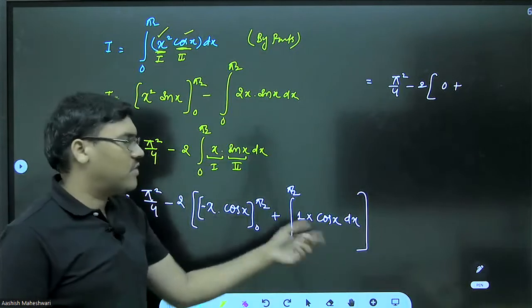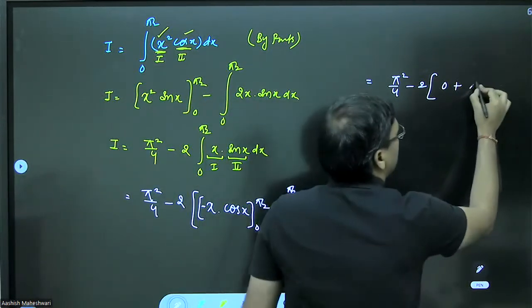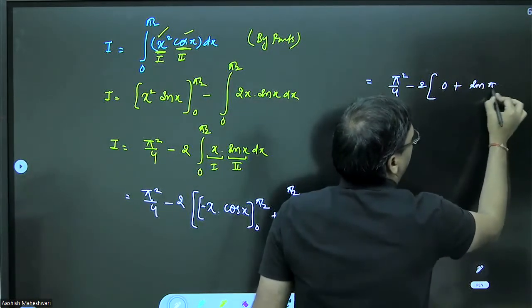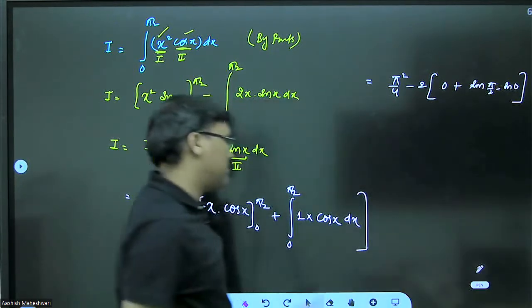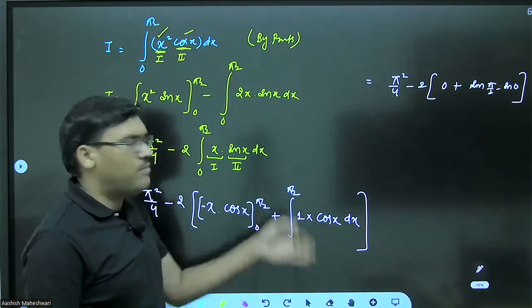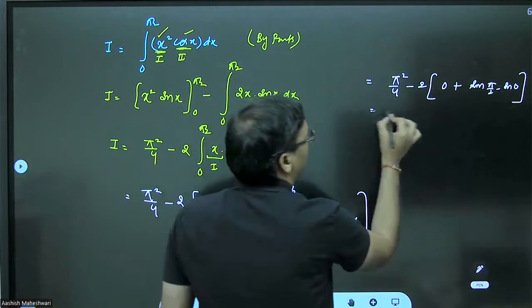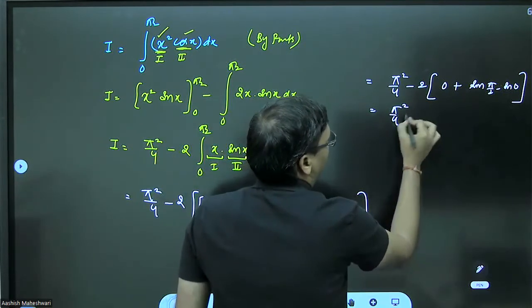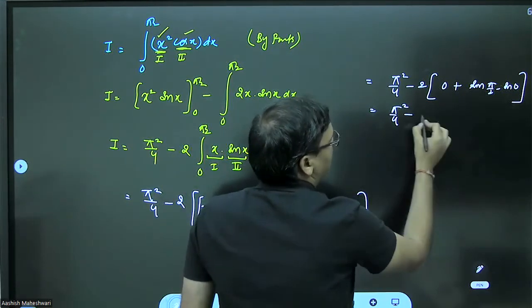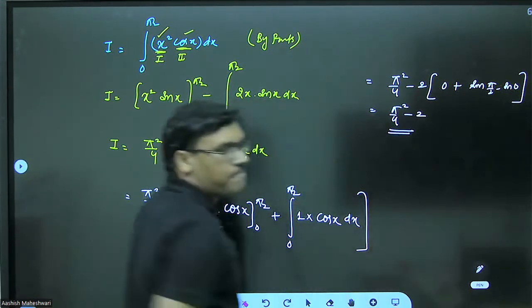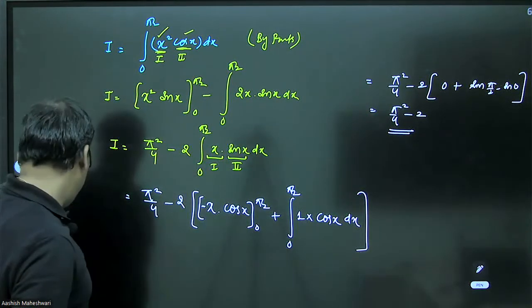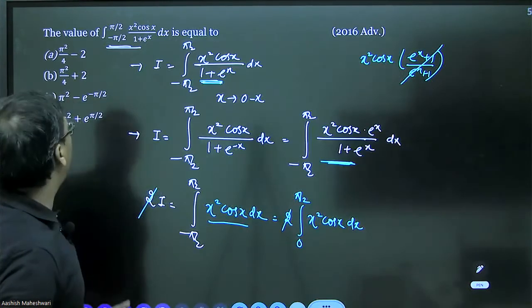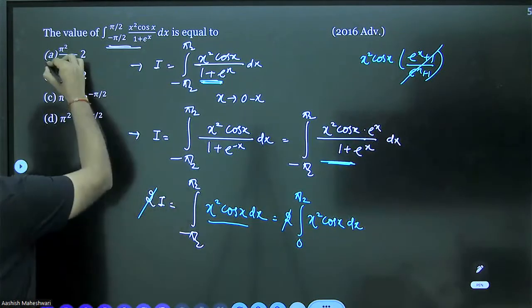Now what is this value? We know the integration of cos x is sin x. So this is sin pi by 2 minus sin 0. I have directly written this; this is sin x, and we put in the limits. So this is equal to pi square by 4 minus 2 times sin pi by 2, which is 1. So this is equal to pi square by 4 minus 2. This is the answer. You can check this: option A is the answer.